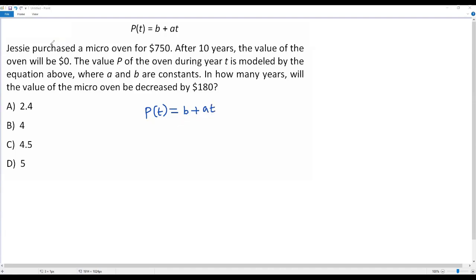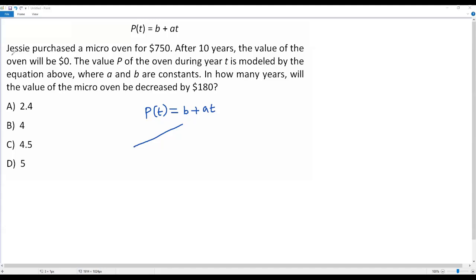For that, we have to use the information we have here. Jessie purchased a microwave oven for $750. That is the initial value of the oven, $750. Initial value means the value of t is 0. So when t is equal to 0, the value of P of t is 750. And also after 10 years, that is when t is equal to 10, the value of the oven is $0. That is, the value of P of t is 0. Now using these two pieces of information, we can find the values of the two constants A and B.